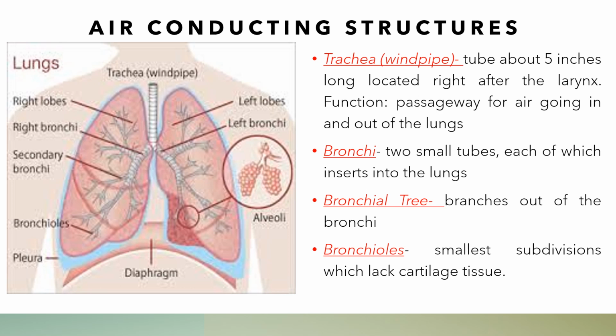Next, the air conducting structures of the respiratory system. The first is your trachea or your windpipe. It is a tube which is approximately 5 inches in size and located right after the larynx. Basically, your trachea serves as a passageway for air that goes in and out of the lungs. Next, the trachea is the main stem which will be divided into two small tubes known as your bronchi.